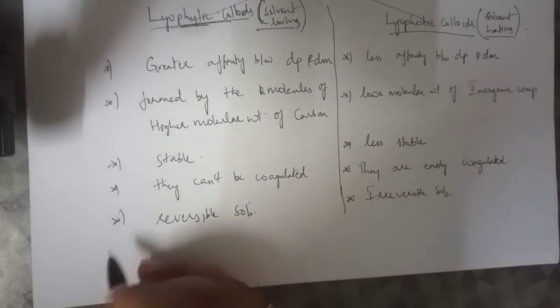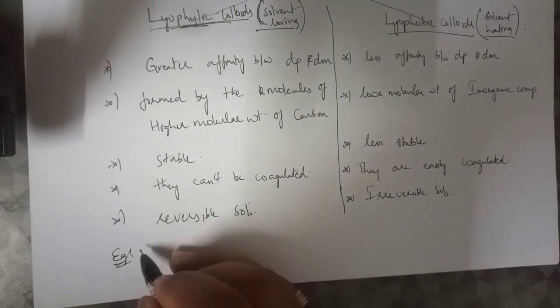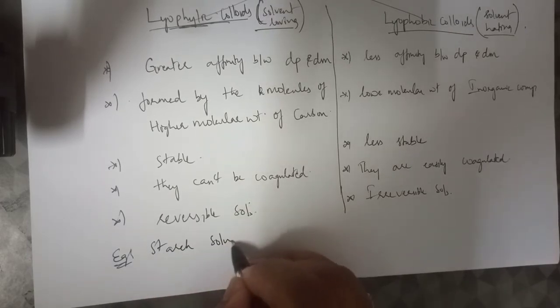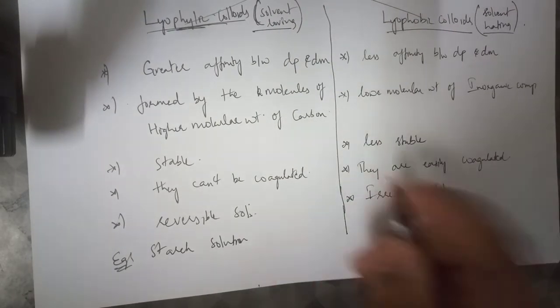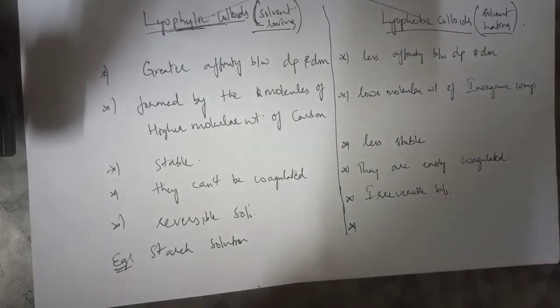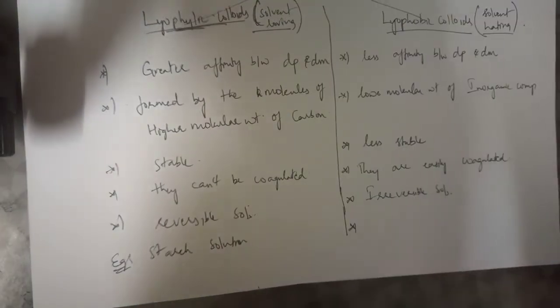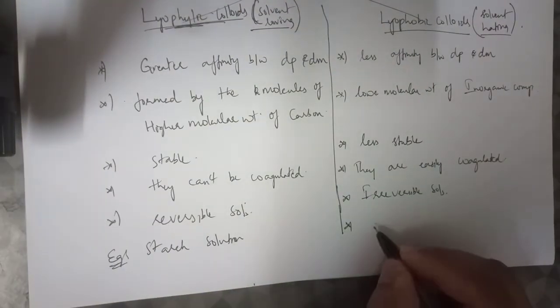You can write an example also. For example of this one, starch solution. Take a potato, cut it into pieces and just drop it in water. That also will create a starch solution. And the best example for lyophobic colloid is smoke, as I said just now.